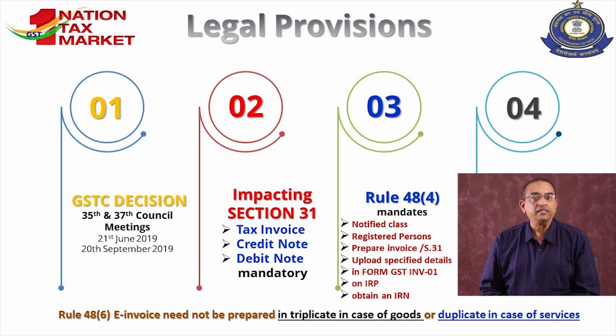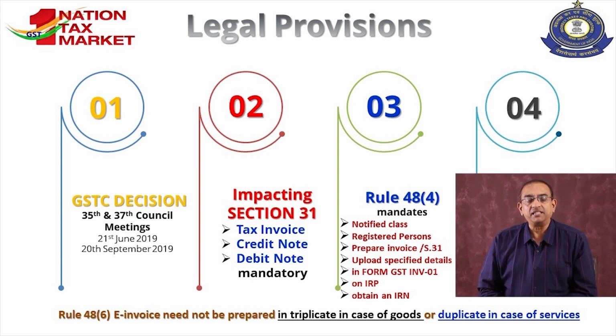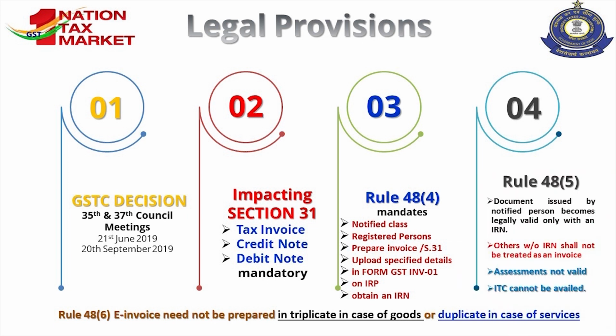It speaks about the requirement only for registered persons. The taxpayers will have to generate a tax invoice in terms of Section 31, submit the information in the Invoice Registration Portal IRP and obtain Invoice Registration Number. This is in terms of Sub-Rule 4 of Rule 48.